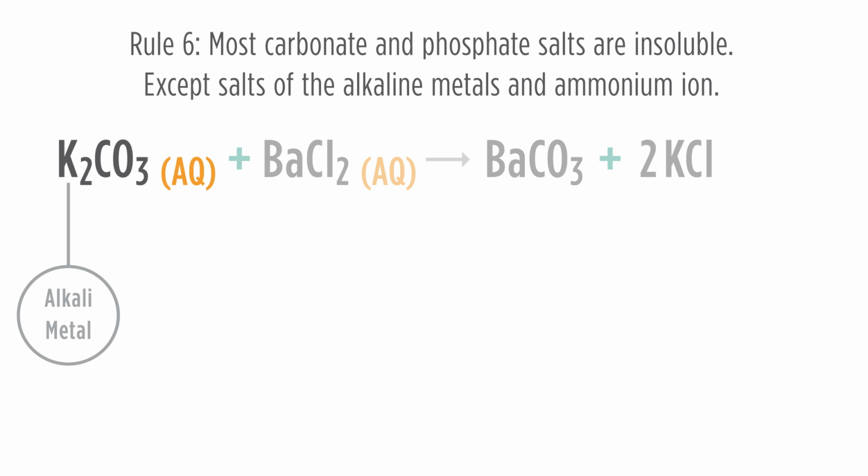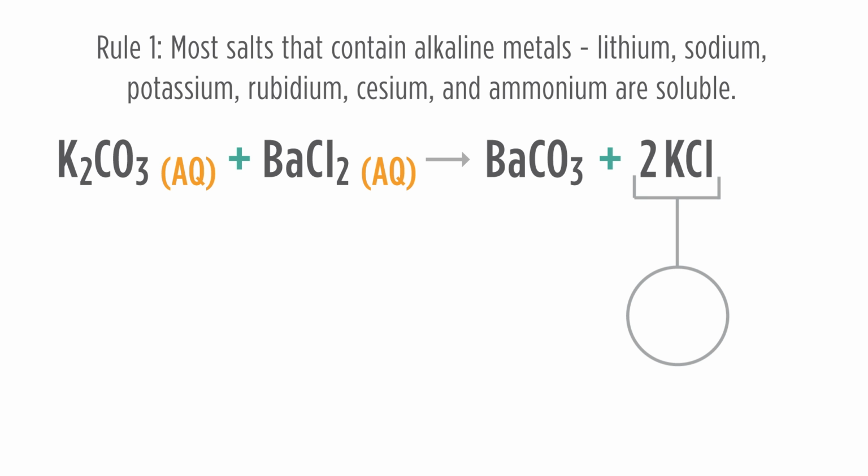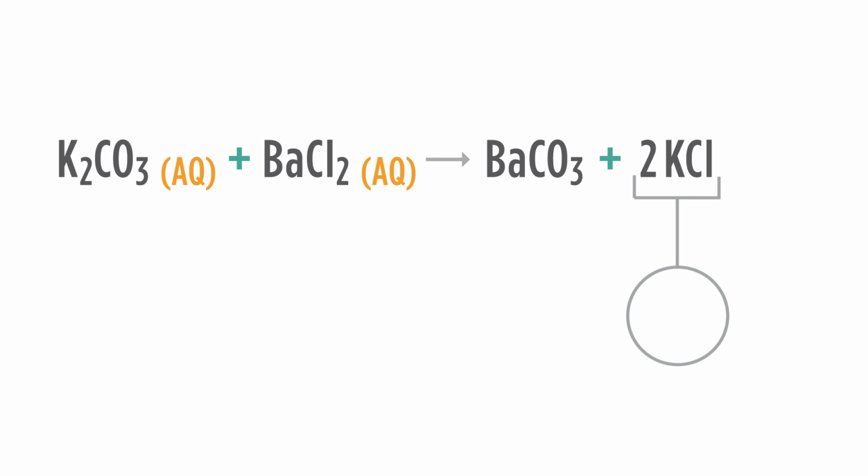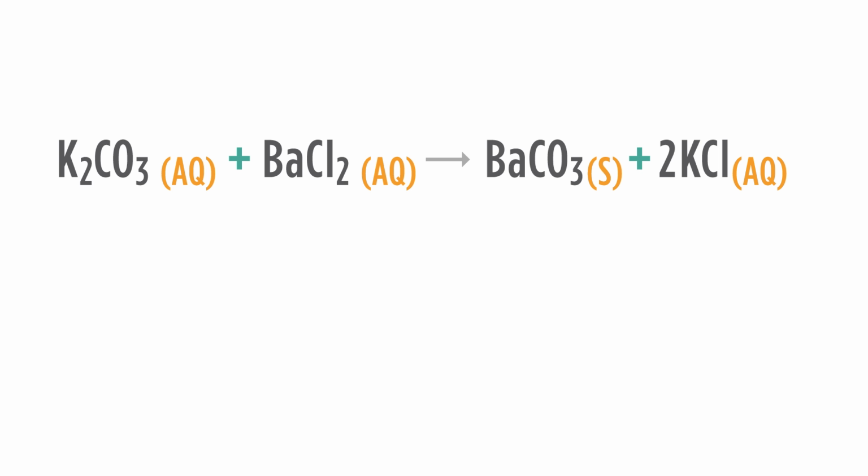Let's consider our potassium chloride. Potassium chloride, the potassium fits in Rule 1, the chloride fits in Rule 4. So both by Rule 1 and 4, this product is soluble. So let's look at our chemical equation. Notice here we've added the solid symbol for barium carbonate, since it will be our precipitate, and the aqueous symbol for potassium chloride, since it will be soluble.